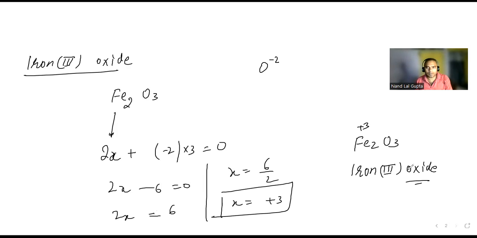Just, why did you use 3 and -2, sir? Why do you make it -2 times 3? Because 3 atoms are there. One oxygen has -2, as I told you. So 3 oxygen means -2 multiplied by 3. Like here x is there, 2 iron, so 2x. Is it okay?